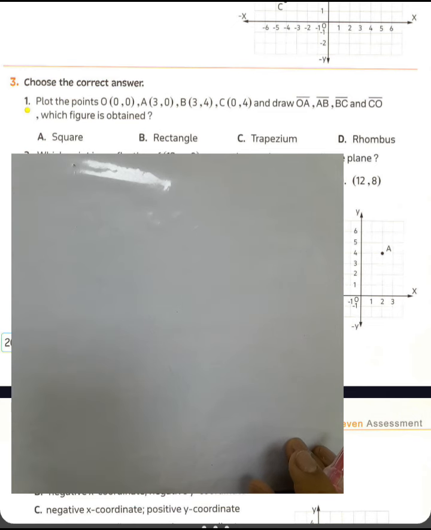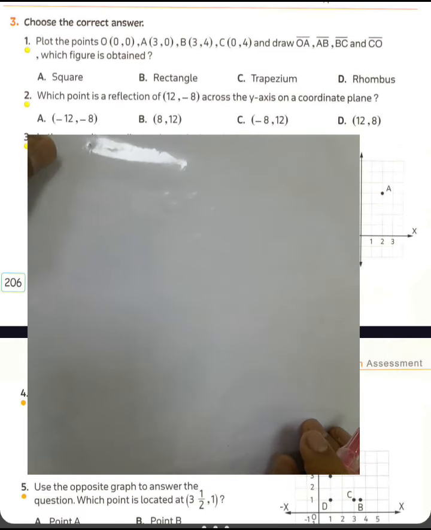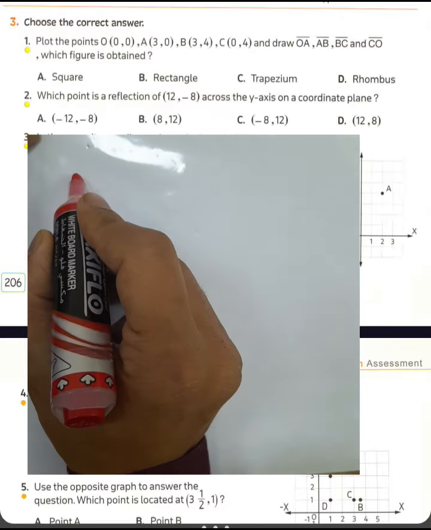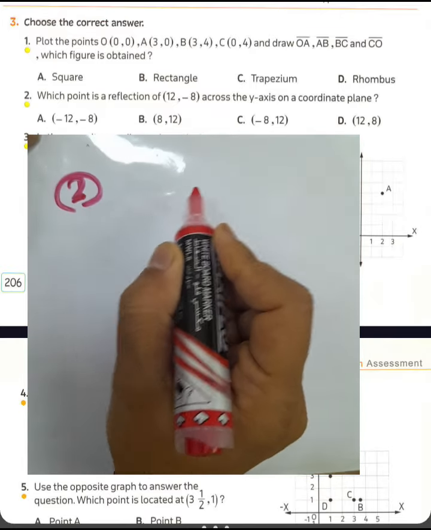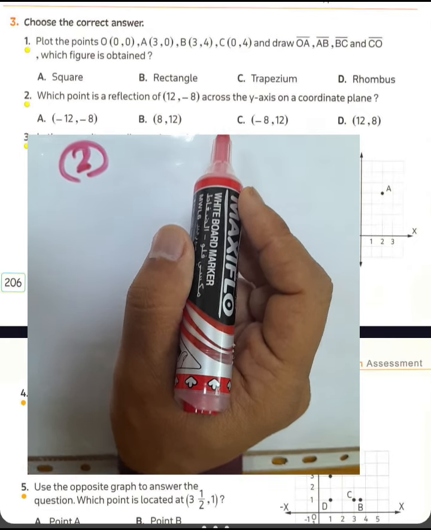Choose letter B. Question number 2. Which point is the reflection of the point (12, -8) across the y-axis?